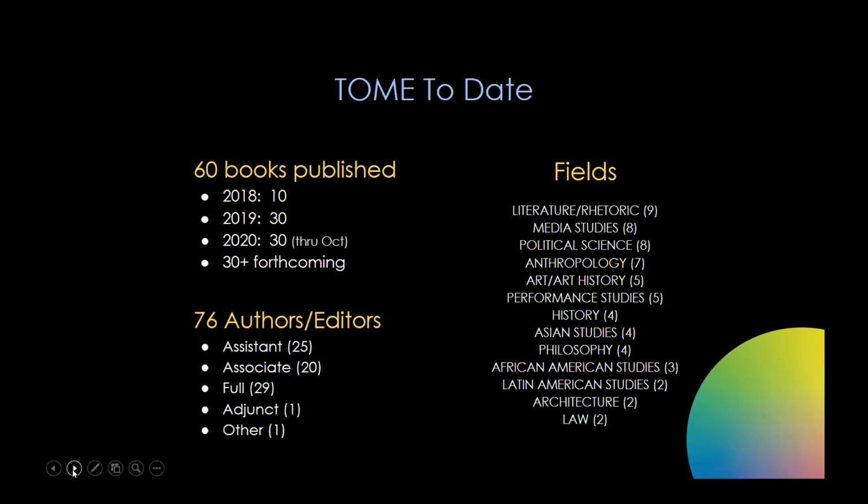And we've been able to support the work of 76 different authors and editors. Some of the books are edited volumes, and you can see the breakdown of the rank of the professors. And then in these various fields, primarily, as you can see, it is really humanities and humanistic social sciences, but spread pretty evenly among all of those fields. So we've been very happy with the representation thus far.